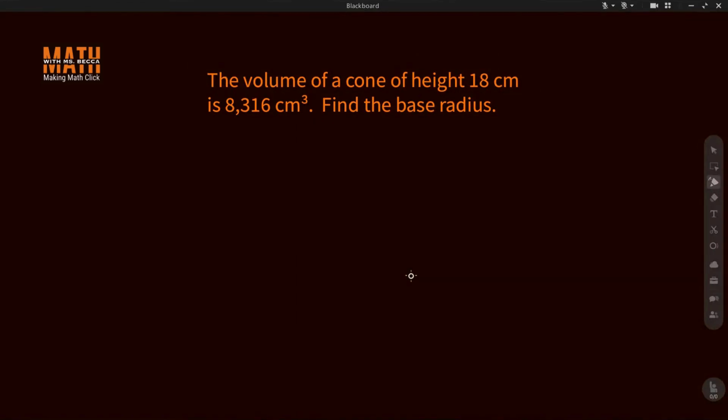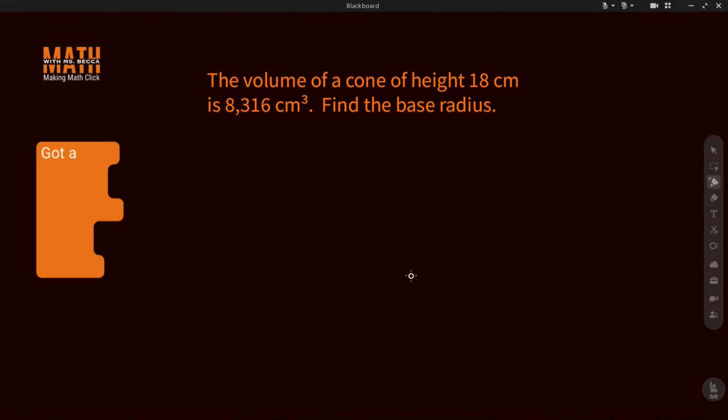Let's solve this problem together. The question says the volume of a cone of height 18 centimeters is 8,316 cubic centimeters. Find the base radius.